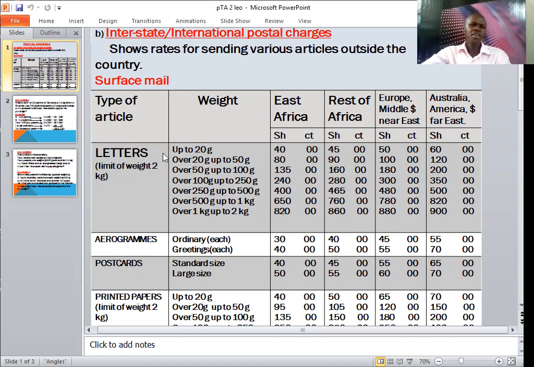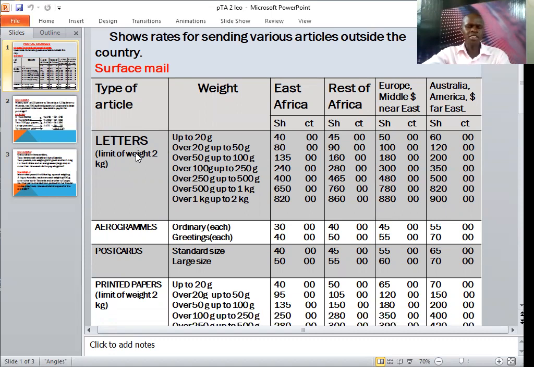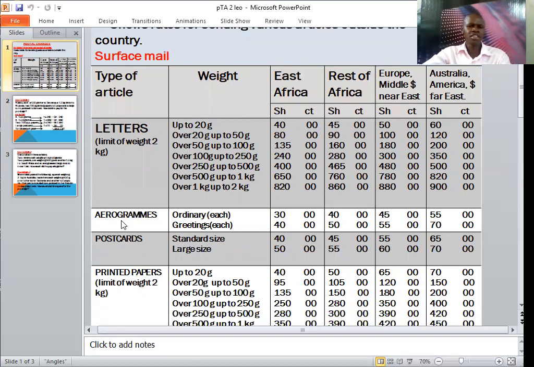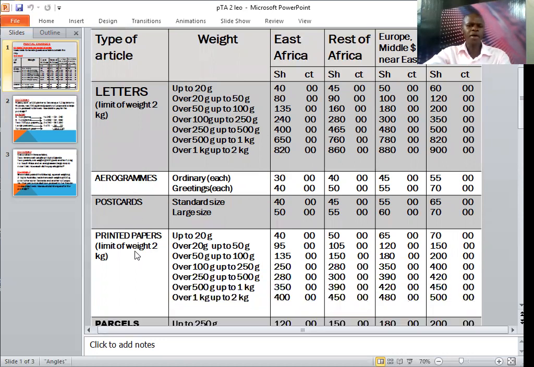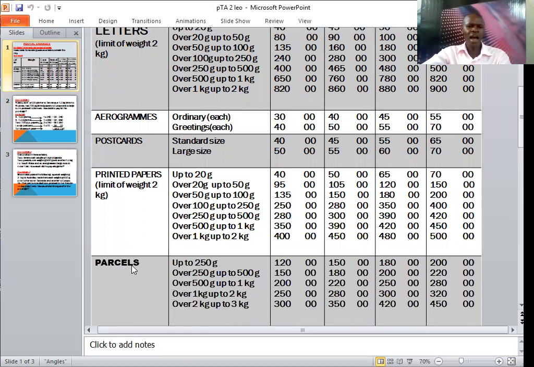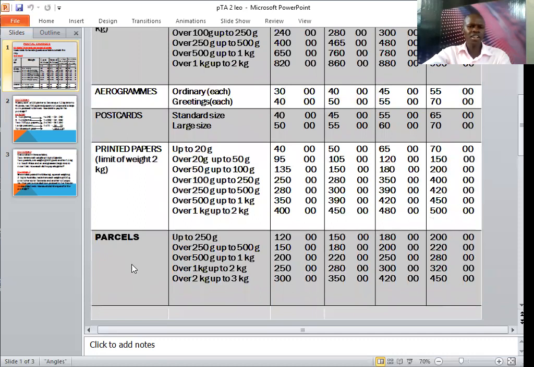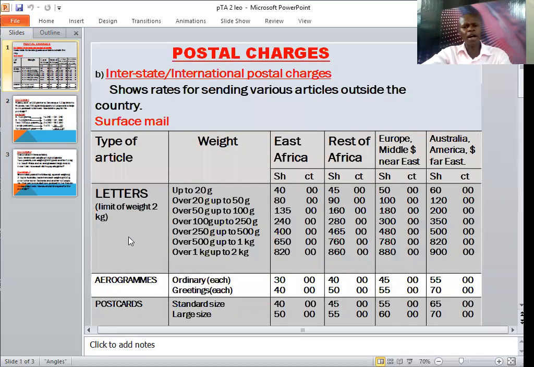Now, in our first column, that is the type of articles, we have different articles as shown by this table. We have article one, the letters. This is the weight. And this one is showing the charges depending with the destination. The next article is the aerograms. Aerograms we have of two types. We have an ordinary aerogram, then we have the greetings. We have also the postcards, the printed papers, the parcels. These are examples of the articles that are here. We can also have the newspapers and the rest.